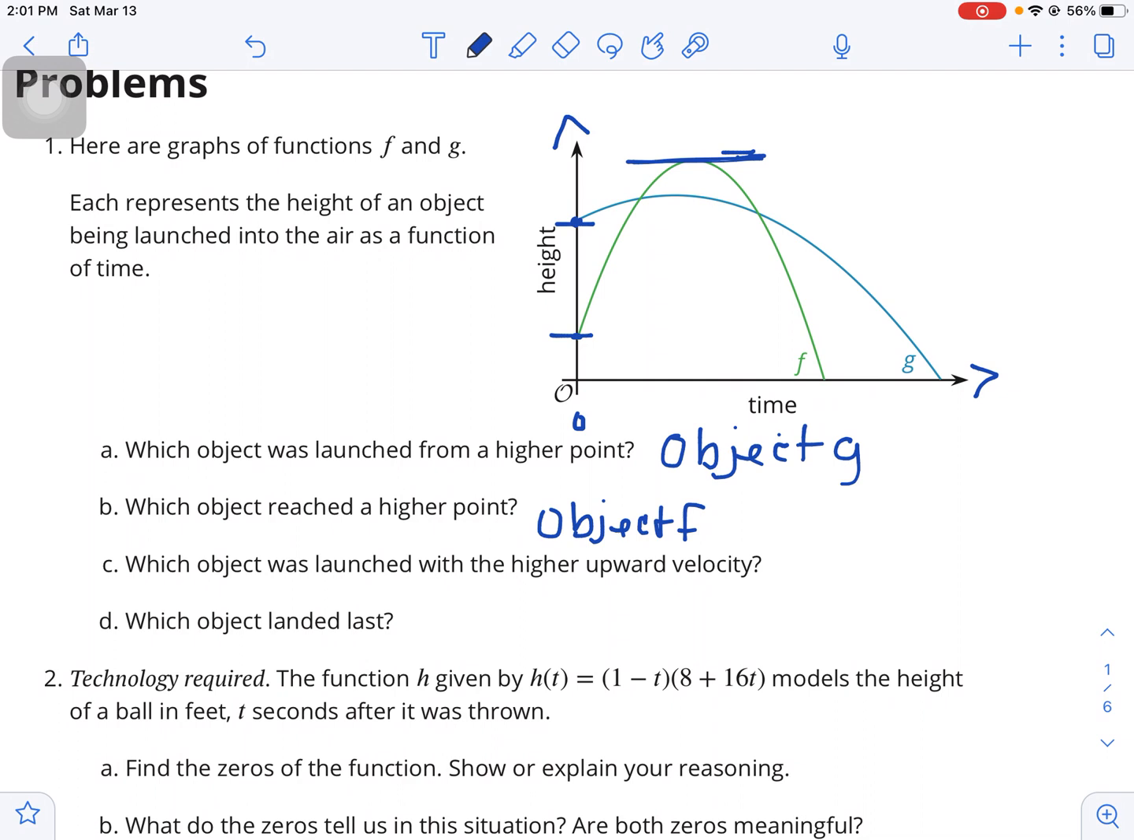And then letter C, which object was launched with the higher upward velocity? It looks to me like this one, the function f, is going up at a faster speed than this one. So I would say F, object F again. And then which one landed last? This is time along here. So F lands before G, so G is the object that lands last.